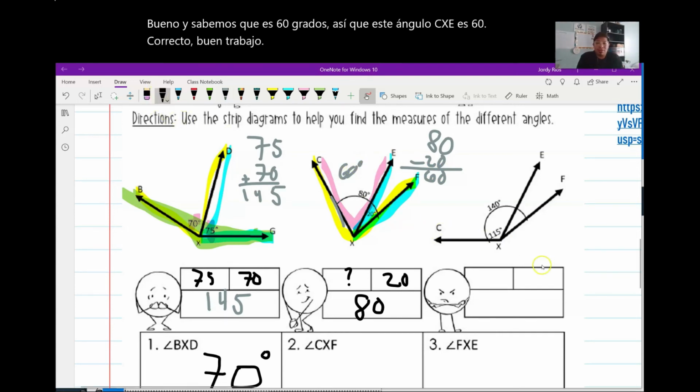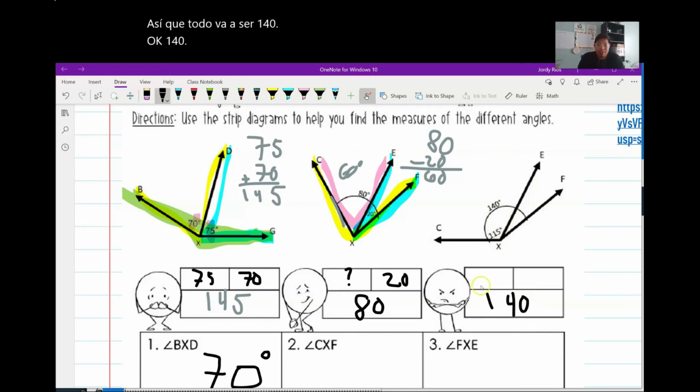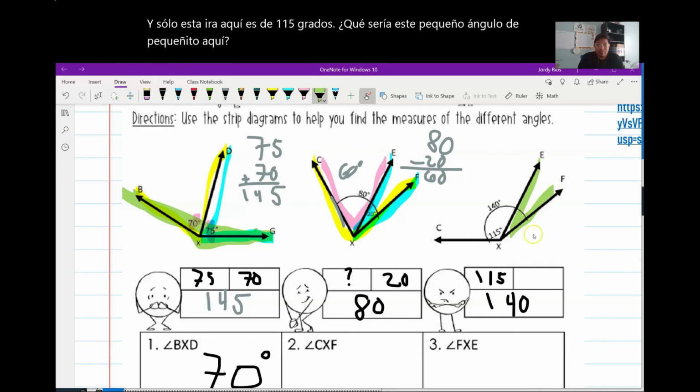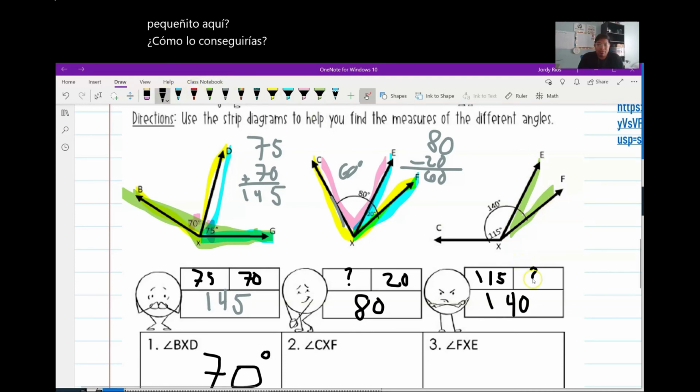All right. So last one, go ahead and do this one by yourself again. The whole thing is going to be 140. Okay, 140. And just this angle right here is 115 degrees. What would this little itty bitty angle right here be? How would you get that? Go ahead and solve that on your own, and then I'll let you know if you got the right answer.